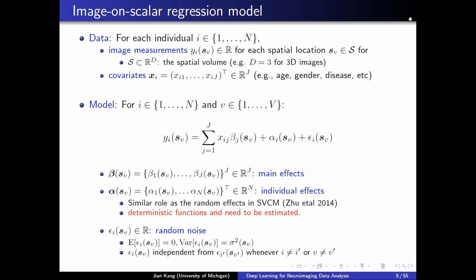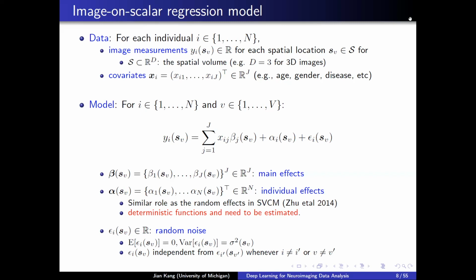We call beta(s) the parameter of interest, the main effect. And we also have alpha_i(s), which is an individual effect. I index the subject, so for each subject you have an individual effect, alpha_i, which captures the individual deviation from the main effect. And we also have the residual term, epsilon_i(s).